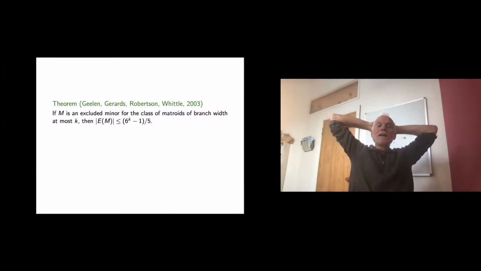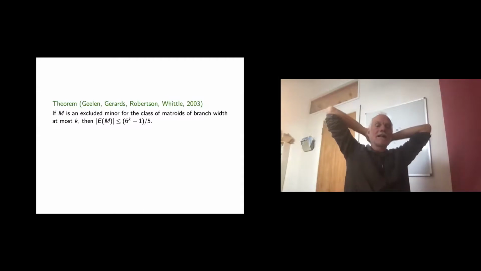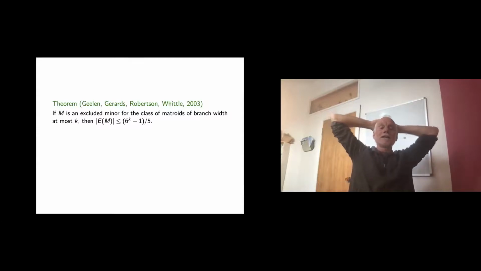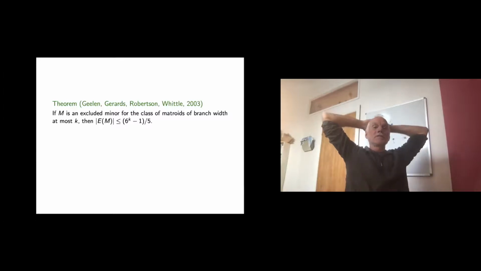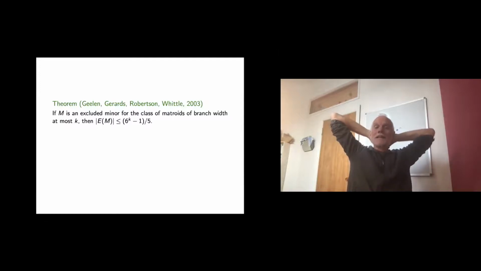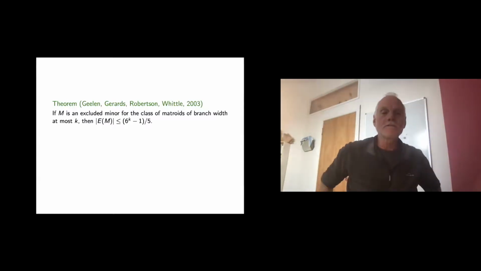It says, if I give you a minor-minimal excluded minor, so a minor-minimal matroid that has branch width greater than k, then it has at most (6^k - 1)/5 elements. That's a pretty small number in the way that you expect these things to grow. So for example, for branch width 3, (6^3 - 1)/5 is not a huge number. And so that's quite a satisfying result. And somehow that's saying that there's some control here. And given that in matroids, infinite antichains are all over the place, the fact that it's even finite is somehow interesting, because that's just a result for general matroids.